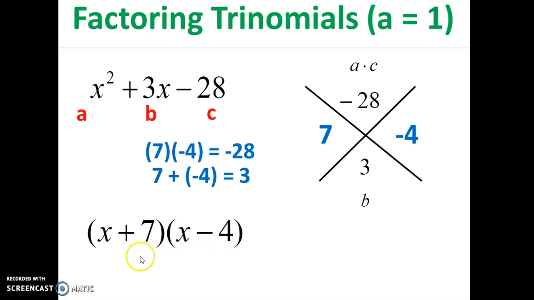Again, let's think back to the p and q. So when we had this and we multiplied it, we noticed that in the end we would have x squared, which is here, and then in the middle we had 7 plus that number, which is 3, and at the end we had 7 times that number, which is negative 28. So here's the sum of the two numbers, and here's the product of the two numbers.